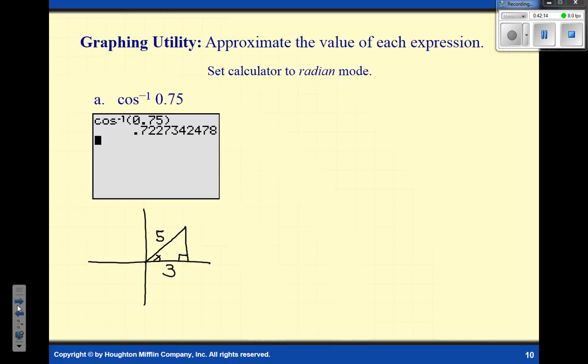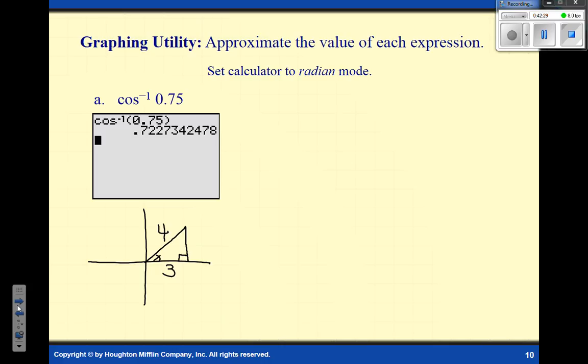What? How did you know that? Yeah, where's the 5? Oh, this should be a 4. Sorry.